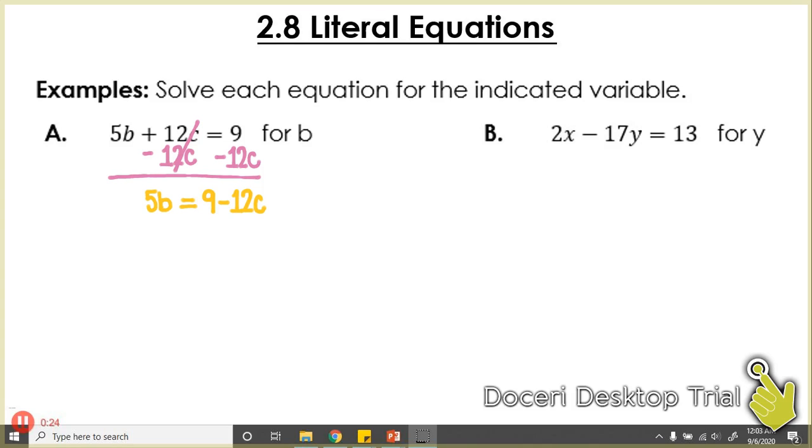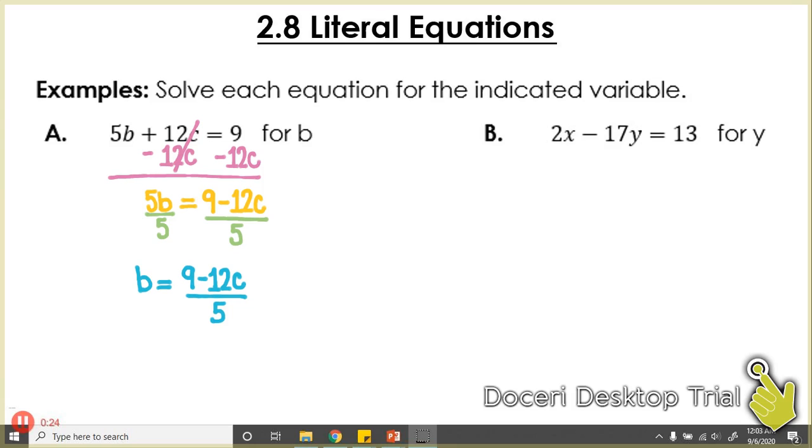And then we're going to undo that multiplying by 5 with a dividing by 5. And we do have to divide the entire side by 5. We can't just divide 9 by 5 or the negative 12c by 5. We have to divide everything by 5. So our final answer for b, because now b is by itself, b is equivalent to 9 minus 12c all divided by 5.